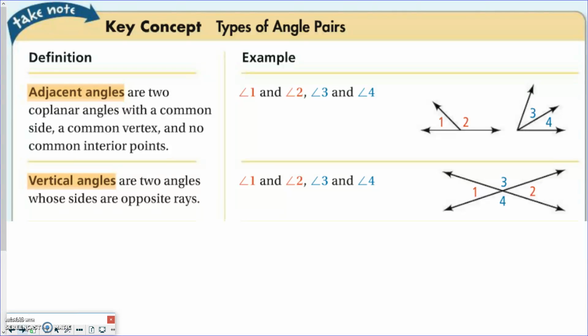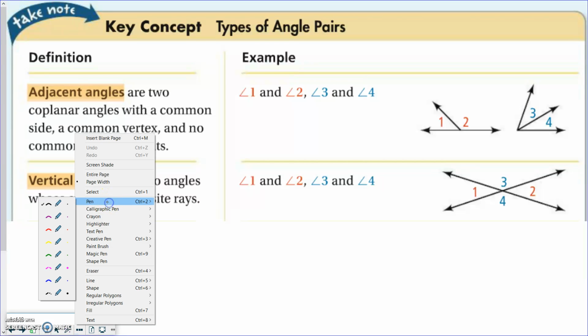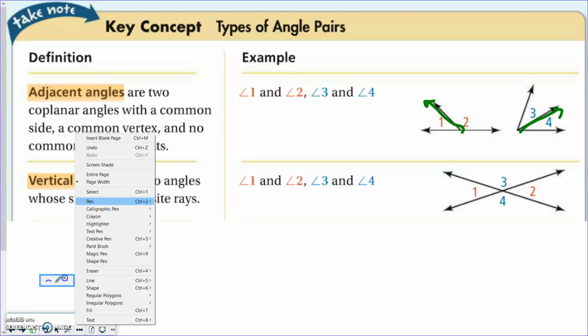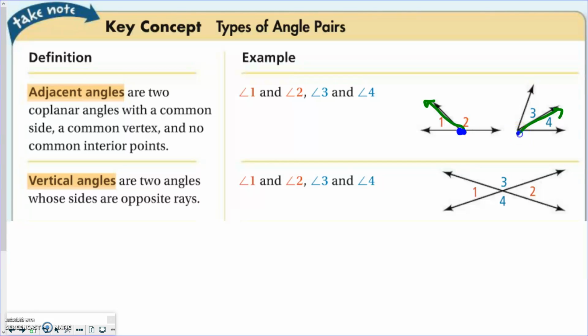Okay. Adjacent angles are two coplanar angles with a common side, a common vertex, and no common interior points. So there are angle pair relationships where you do not have to share a vertex. This is one where you do have to share a vertex. So adjacent angles here share a common side. So here's the common side that they share, and a common vertex, which is the point of the angle. Okay, those are adjacent angles. They're just angles that sit next to each other.